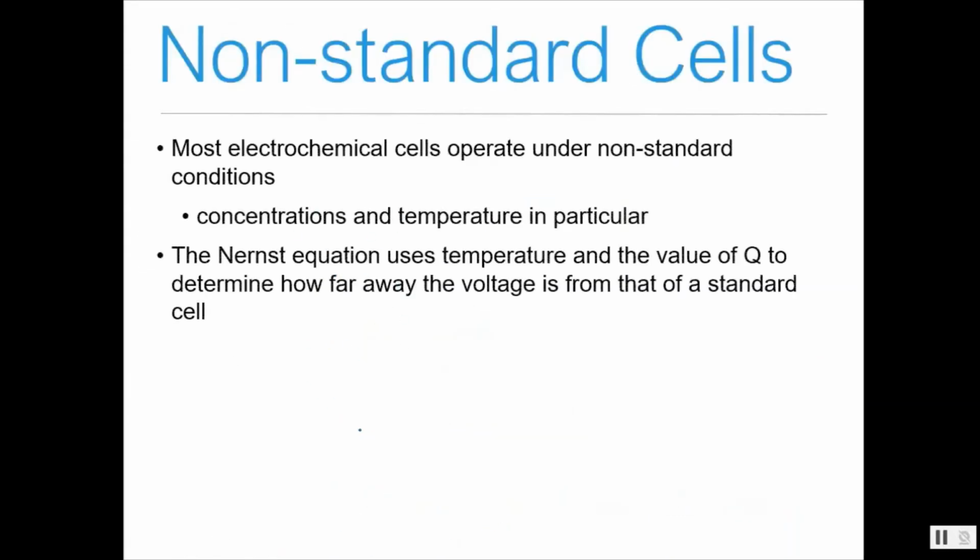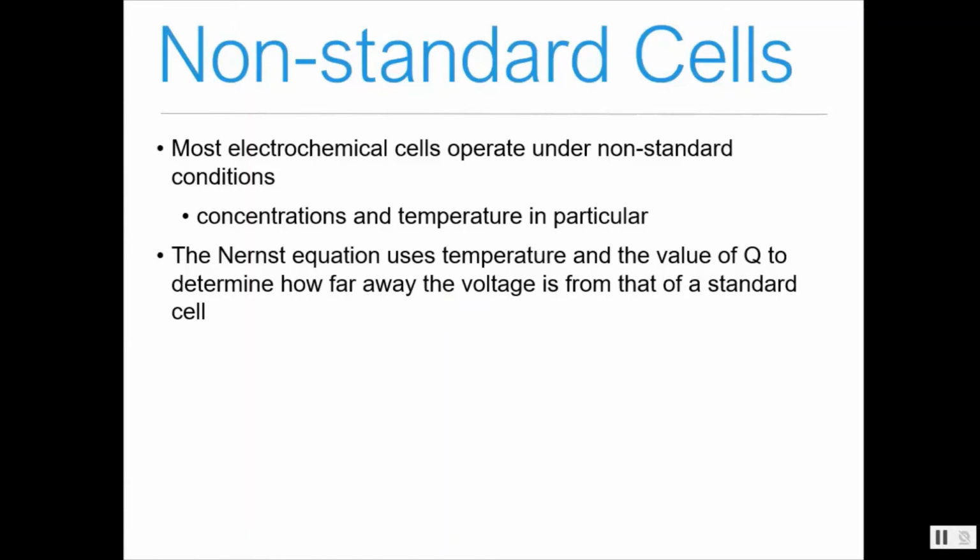Not all of our cells are going to be at 1 molar concentration or 1 atmosphere for pressure, and they might not be at 298 K. So we could see changes in both the concentration and the temperature. Therefore, the potential we measure in the lab is going to change. The Nernst equation allows us to use temperature and concentration in the form of Q to predict our voltage. It lets us calculate the potential of the cell if we're not under standard conditions.